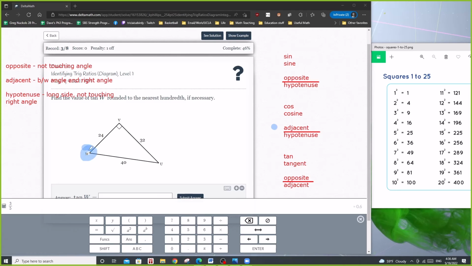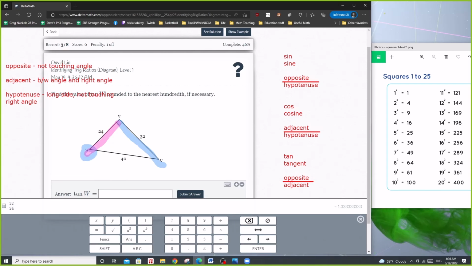So we start with W. Tangent is the opposite over the adjacent, okay? So it would be 32 over 24. We get 1.33, 3 repeating. So the hundredth, we need 2 decimal places, okay? This is tenths, this is hundredths, this is thousandths, okay? So we look at this one, it's less than 5, right? So we keep this, okay? So we just write 1.33.